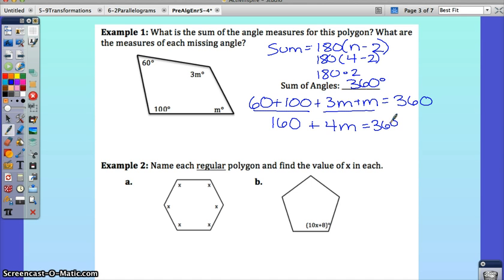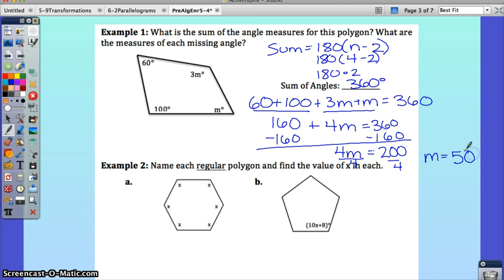You can solve ahead of me too, please. So then what would you do to get m by itself? We always undo addition and subtraction first. 200 divided by 4 is going to be 50. So m has the value of 50, but that's not all I was asked for. Make sure you read the question carefully and solve what it asks you to find.